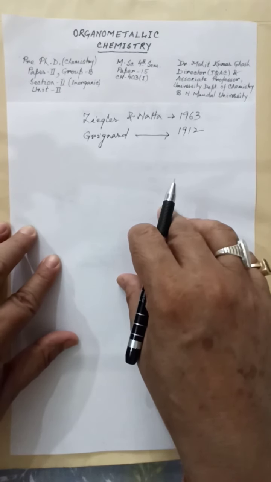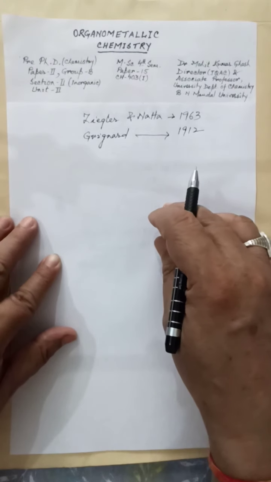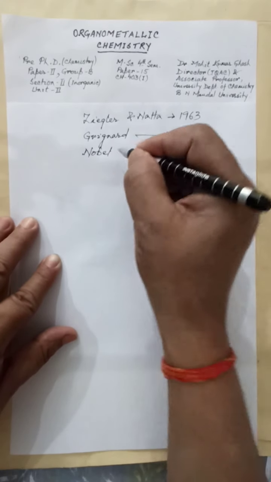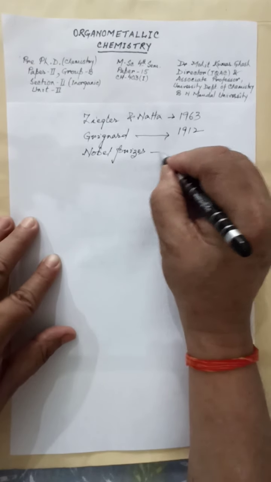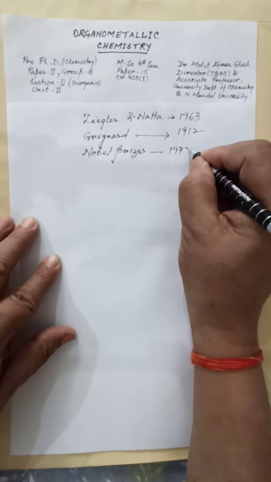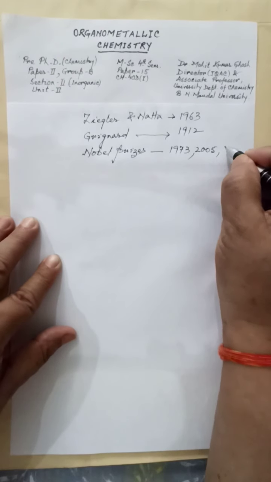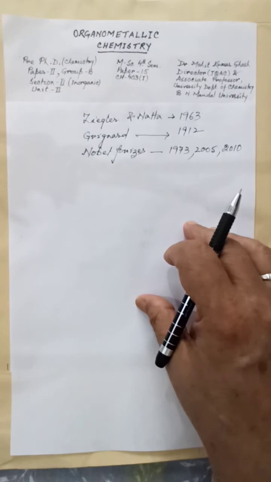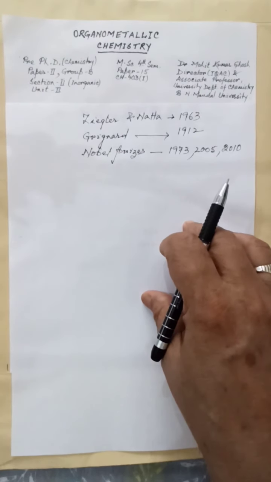And the newness and the importance of organometallic chemistry you can see from the continuous conferring of Nobel Prizes in the years 1973, then 2005 and 2010. So you can have an idea how new it is and what its importance is.